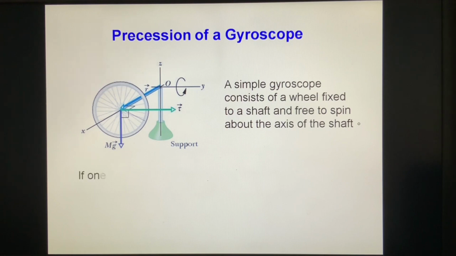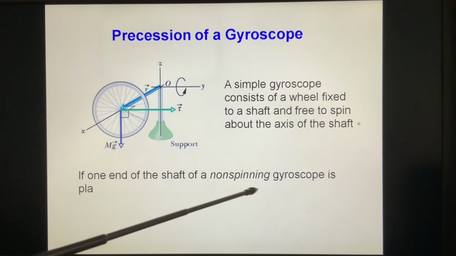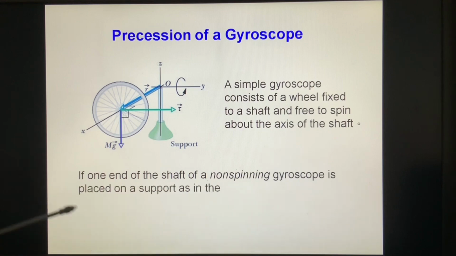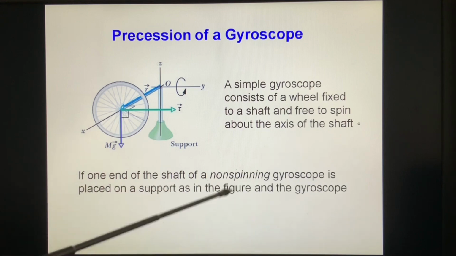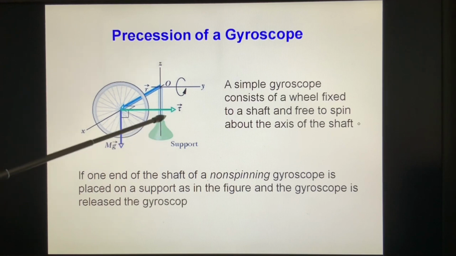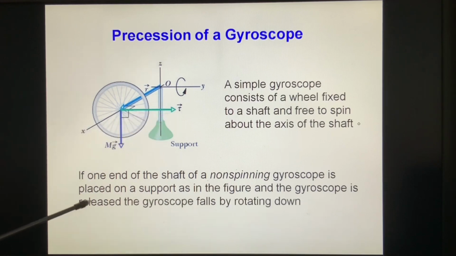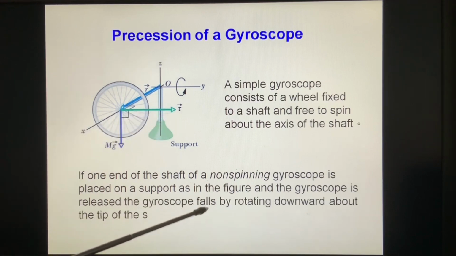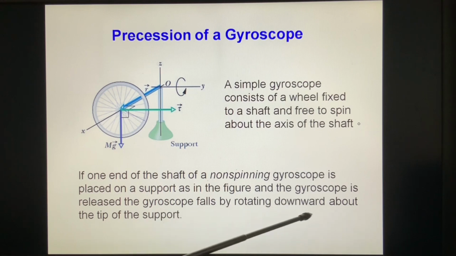If one end of the shaft of a non-spinning gyroscope is placed on a support as in the figure, this is the one, and the gyroscope is released, the gyroscope falls by rotating downwards about the tip of the support.